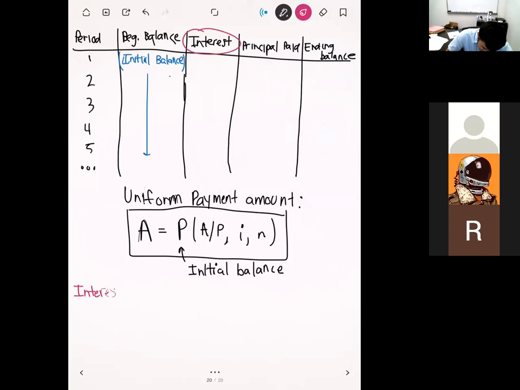All right, so let's talk about interest. The interest represents how much of your monthly payment is going towards paying the interest. The way you compute this is you simply take whatever your beginning balance is for that period.